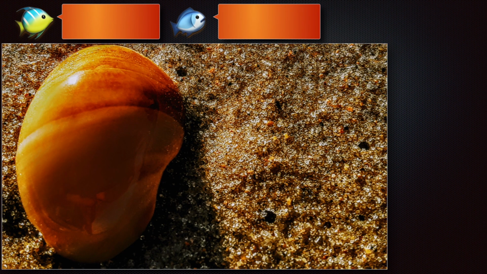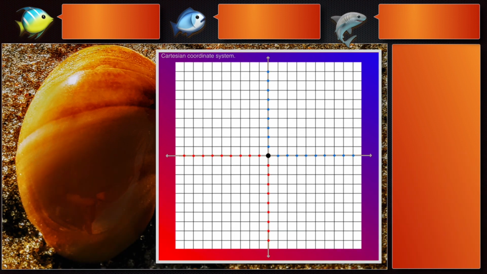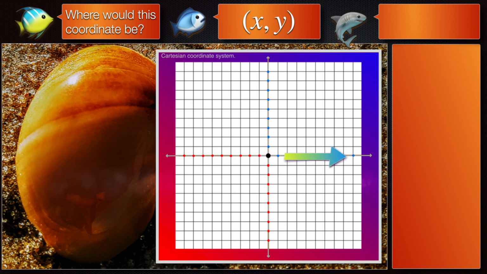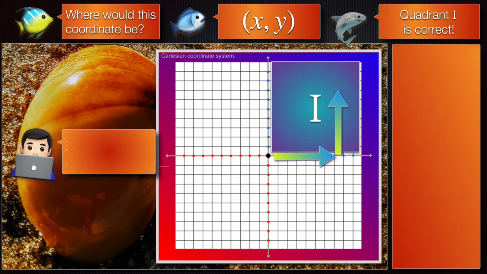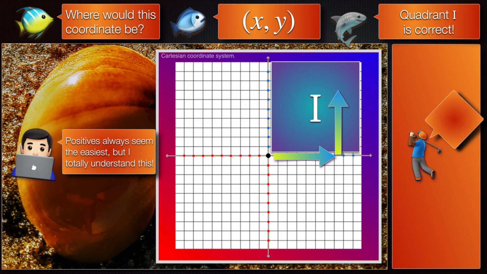Okay, where are our fish taking us this time? Where would this coordinate be? Positive X, positive Y. So right on the x-axis, up on the y-axis for positive numbers. And of course, that's in quadrant 1. Positive always seem the easiest, but hopefully you're totally understanding this. If so, that is awesome.